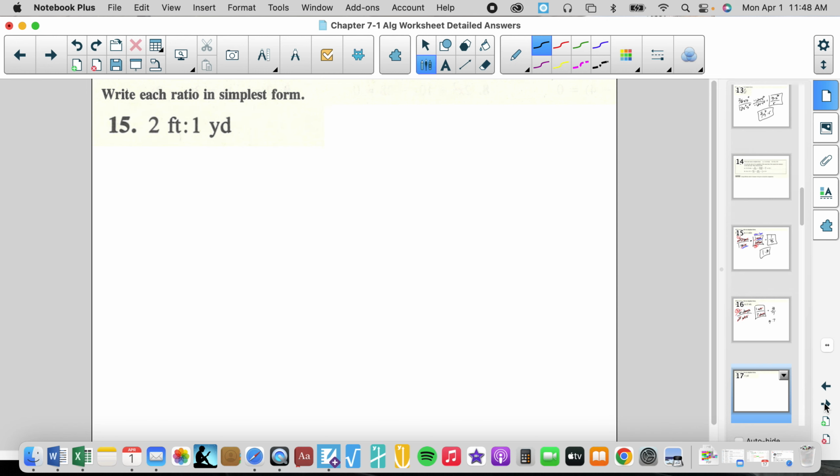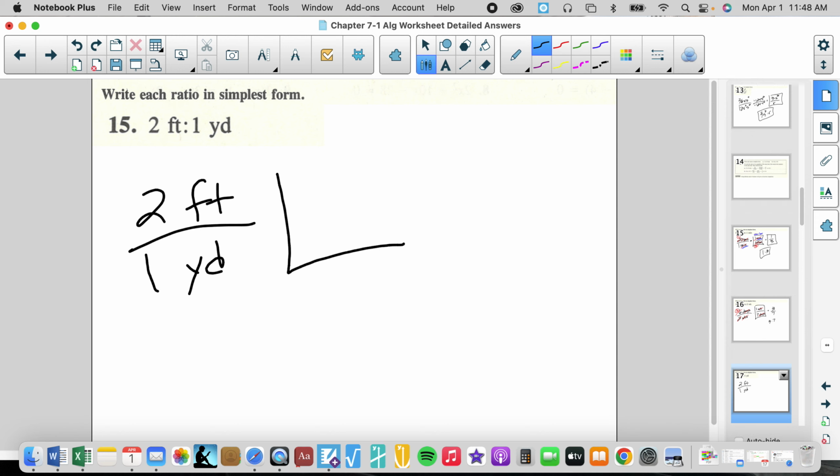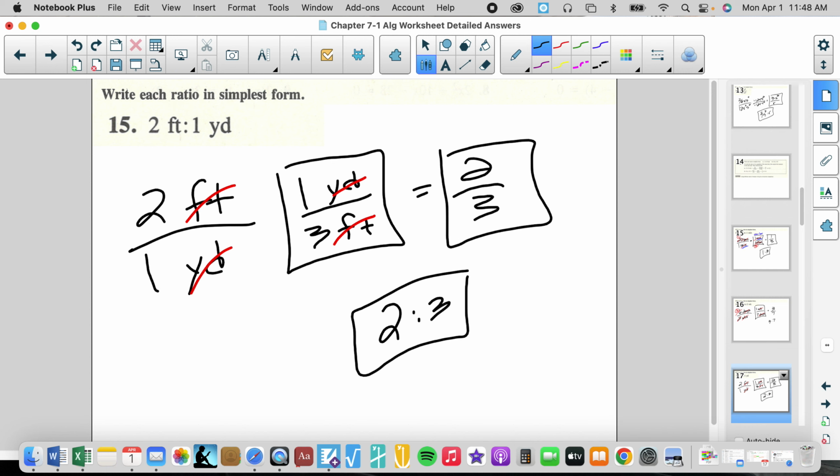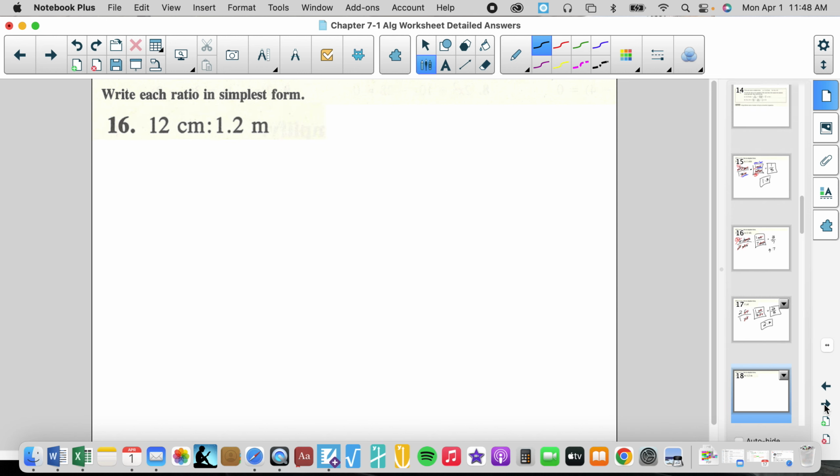2 feet is to 1 yard. So we're going to do a conversion box. 1 yard is equivalent to 3 feet. My yard, my feet, 2 to 3. Either one is okay. That's good.